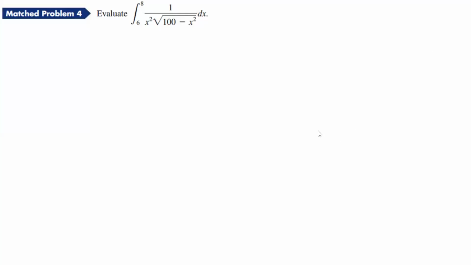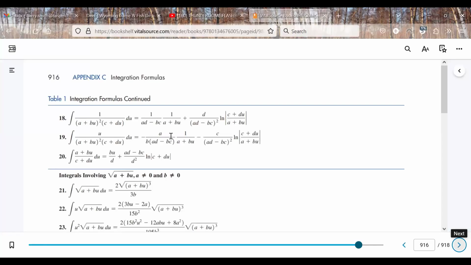All right, so for this one, we were going to evaluate from 6 to 8 of 1 over x squared square root of 100 minus x squared dx. So that means we need to look into the table and see what that one is. We're looking for an x squared and the square root of something.